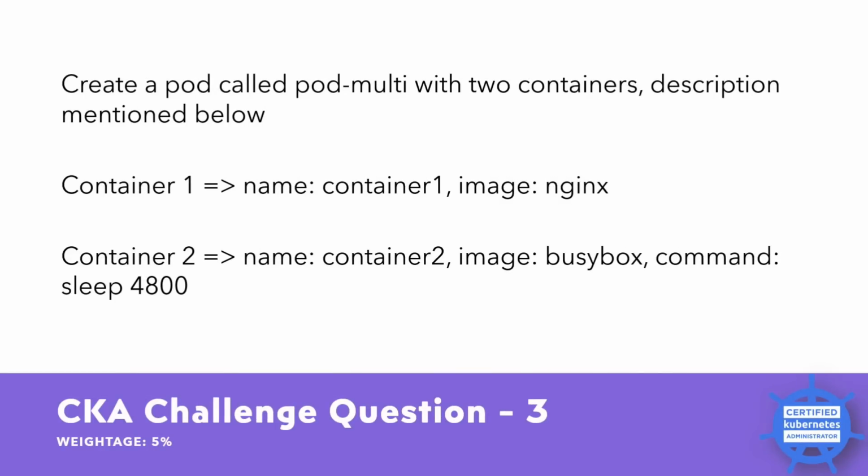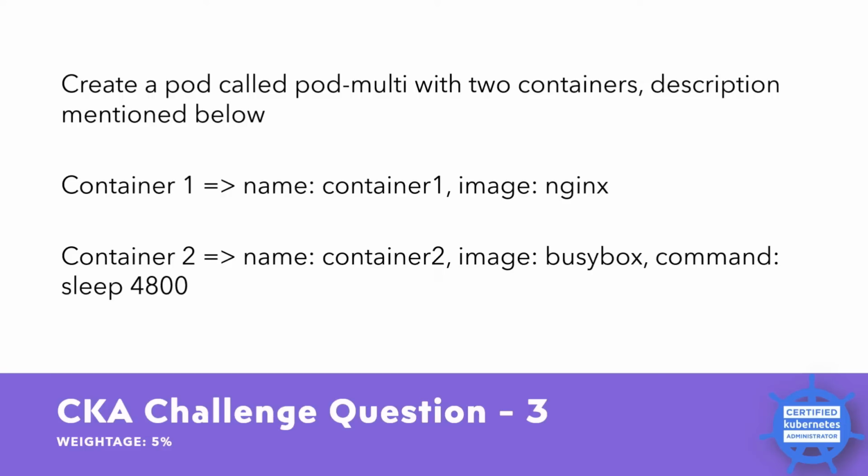This is CKA challenge question 3, having the weightage of 5%. Create a pod called pod-multi with two containers with the description mentioned below. Container 1 name will be container 1 and image to use is Nginx. Container 2 having the name of container 2, image busybox and command to sleep for 4800 seconds.